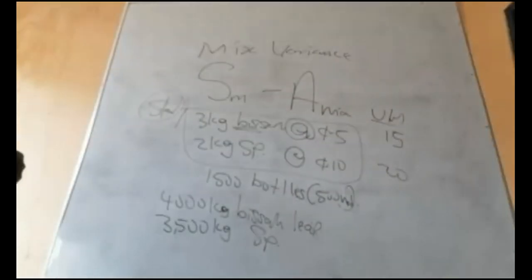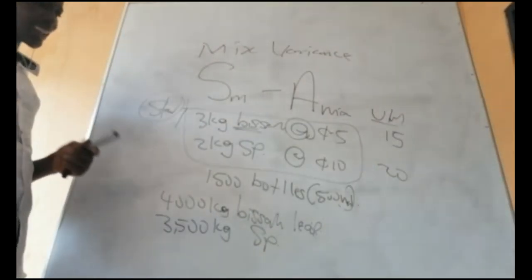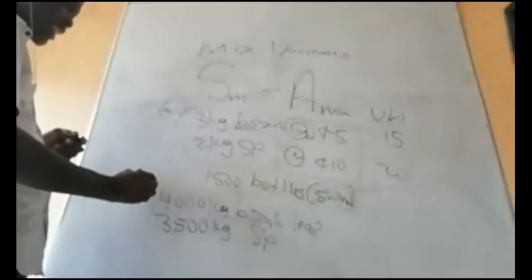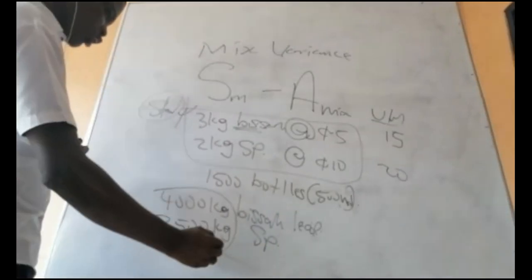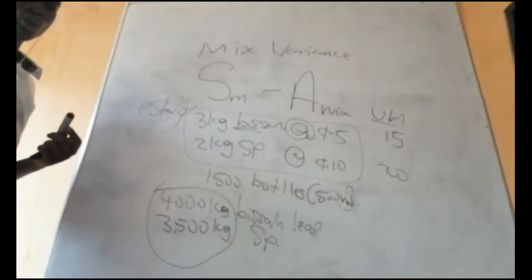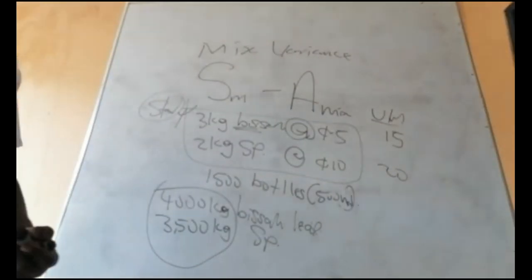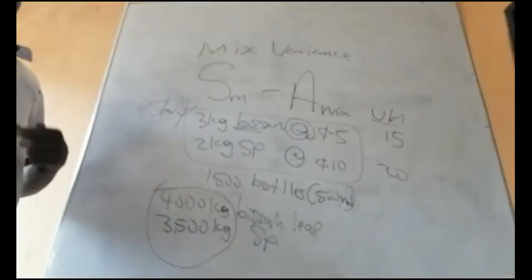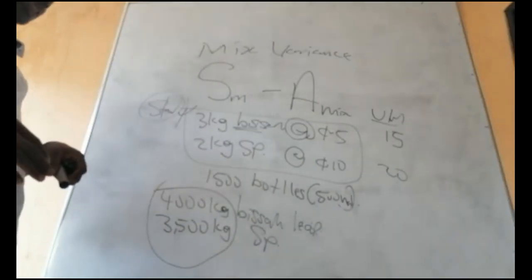Now the issue is this. You realize that this is the standard mix and then the actual mix. The difference between the standard mix and the actual mix is what you mean by mix variance. And then the difference between the standard yield and the actual yield is what?